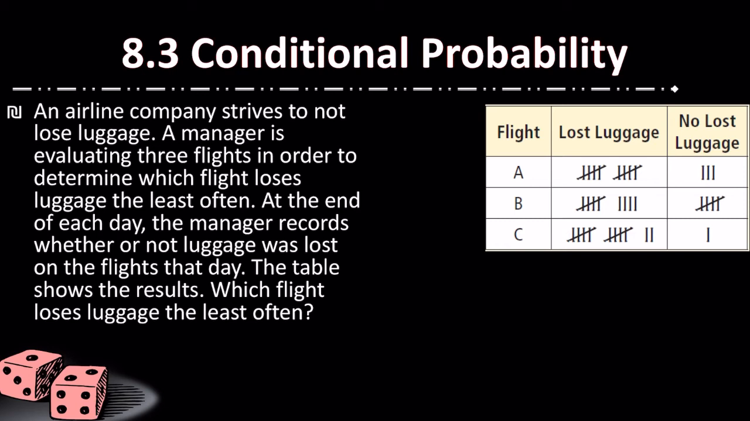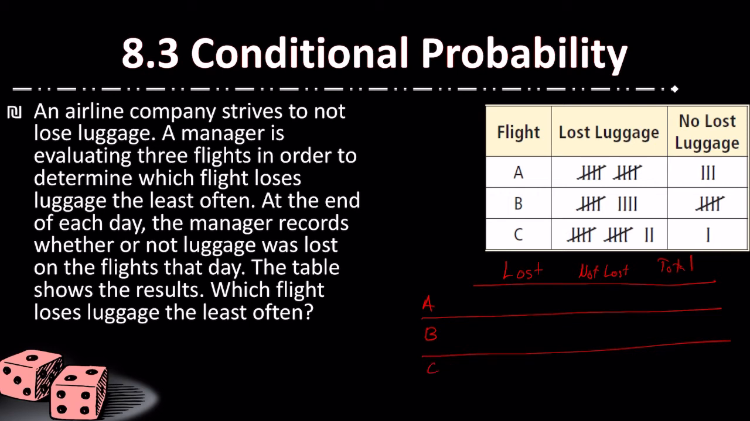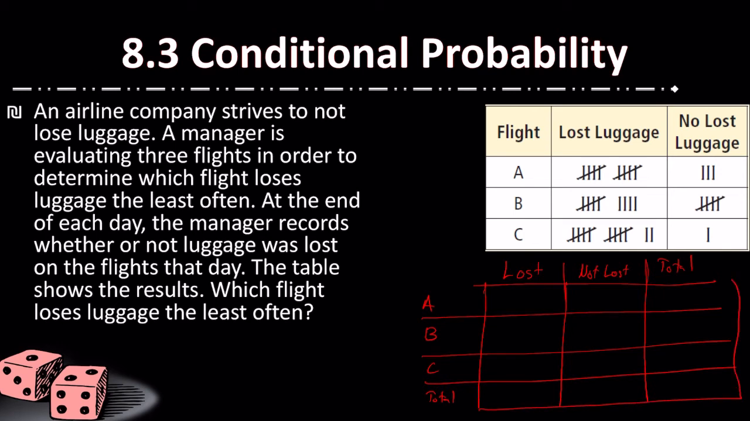All right, so let's see if we can get it in here. So we have lost, not lost, and a total. And then we're going to have flight A, flight B, flight C, and a total. All right, so flight A. There are a total of, if you count them, 40 total marks.